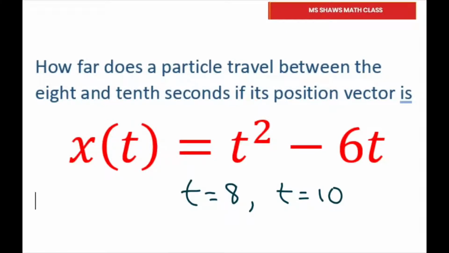Hi everyone. We're going to determine how far a particle travels between the 8th and 10th seconds if the position vector is given here, t squared minus 6 times t. It's a very simple problem, but we're going to go over it and also look at t equals 2 to t equals 4.